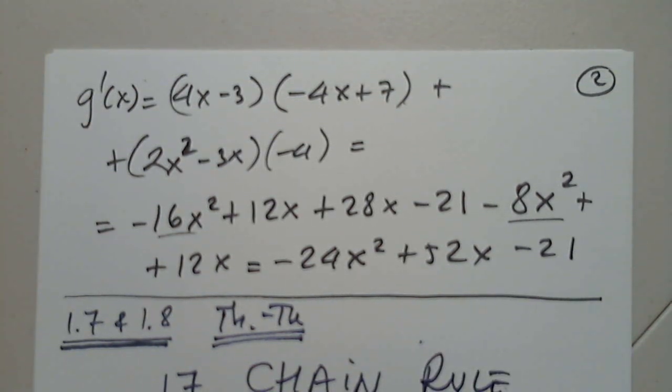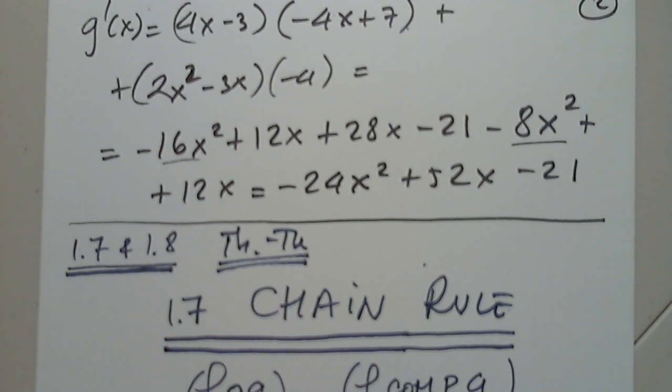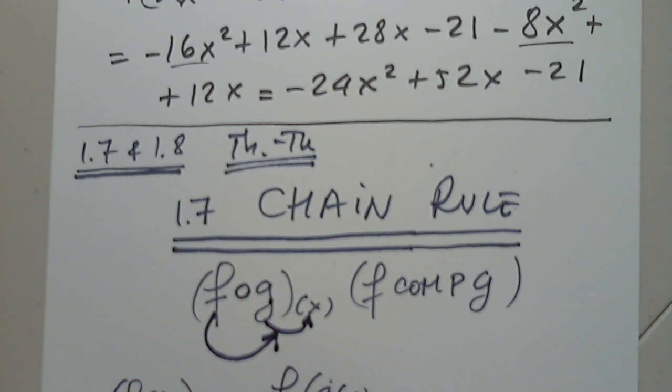What is the chain rule? Well, the chain rule applies to a function applied to another function. If you remember, this is called f comp g. What does it mean? It means that we first apply g to x and then we apply f to g of x. So f comp g of x is the function f applied to g of x.